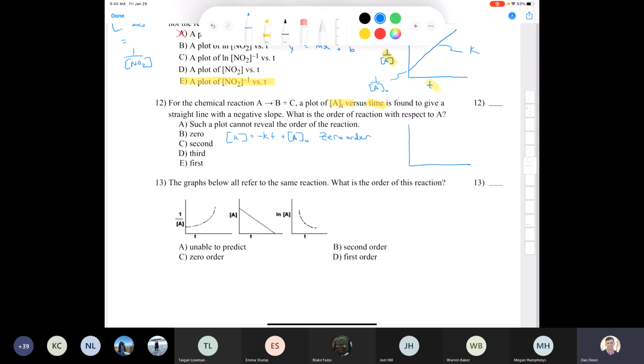We would have a plot of time on the x-axis, and on the y-axis we would have the concentration of A. We get a slope that's equal to negative K, and we have a y-intercept, which is equal to the initial concentration of A. And so that tells us that this is a zero order reaction.